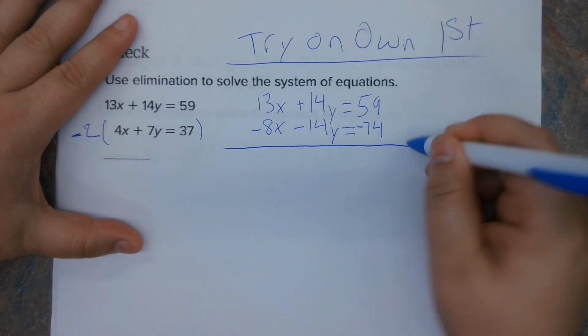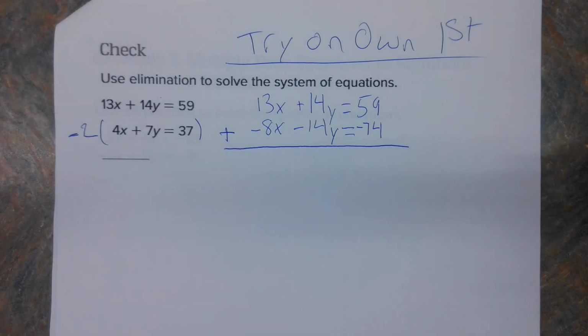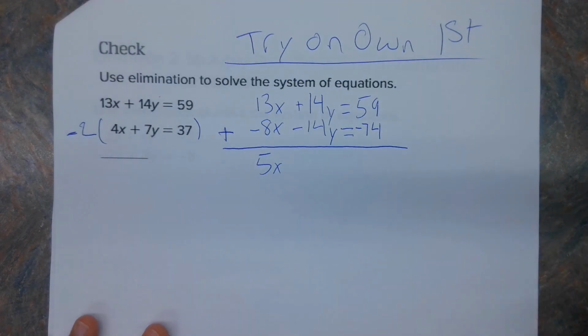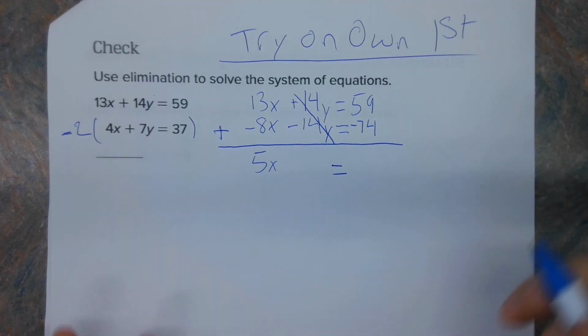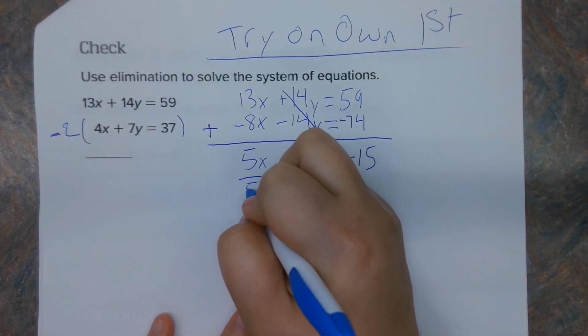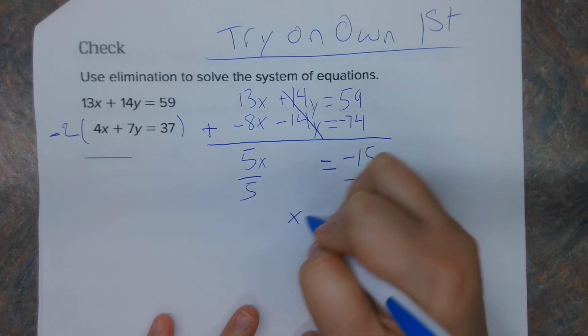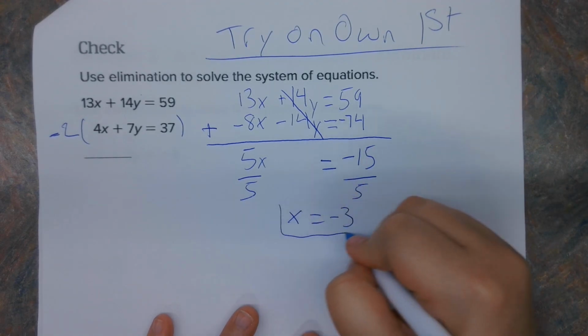Okay, now we have the same coefficient with opposite signs, so we can add. I've got 13 plus negative 8, which is 5x. 14 plus negative 14 cancels out. And now I have 59 plus negative 74, which is negative 15. Divide by 5, divide by 5. X equals negative 15 divided by 5, which is negative 3.